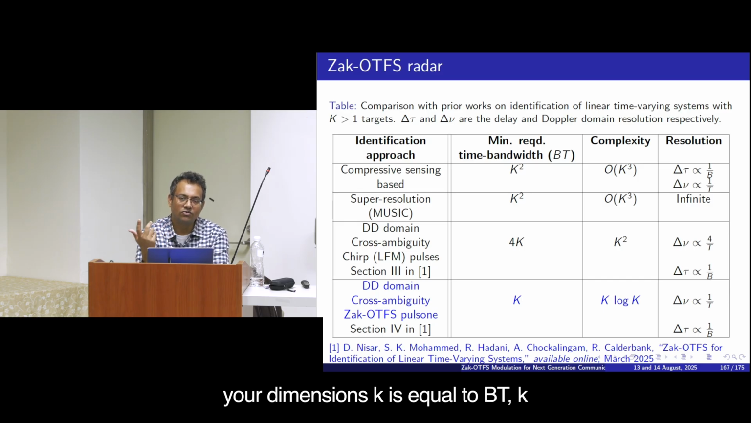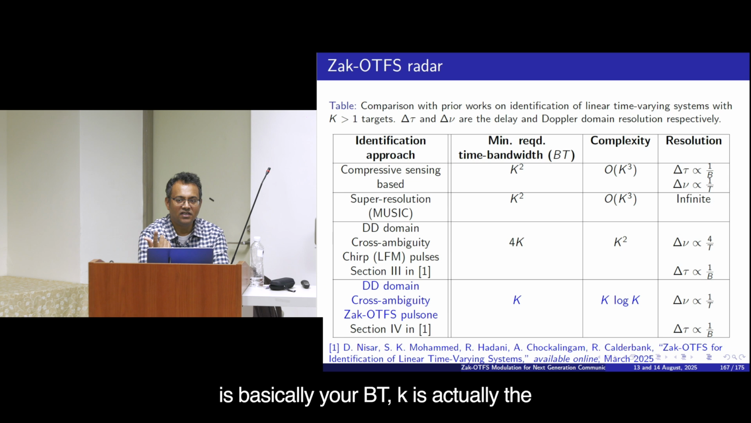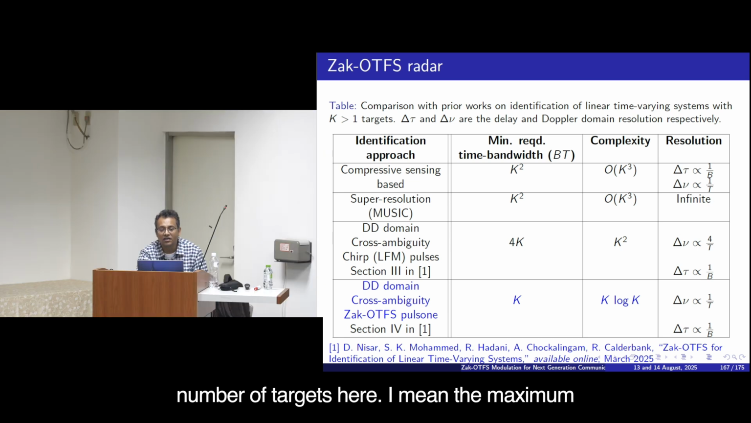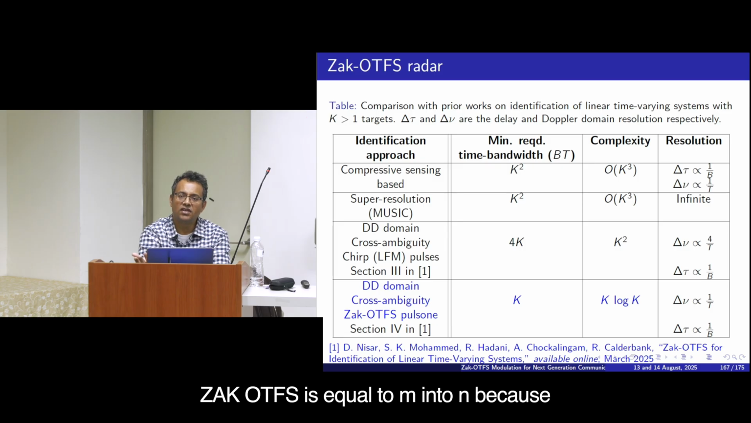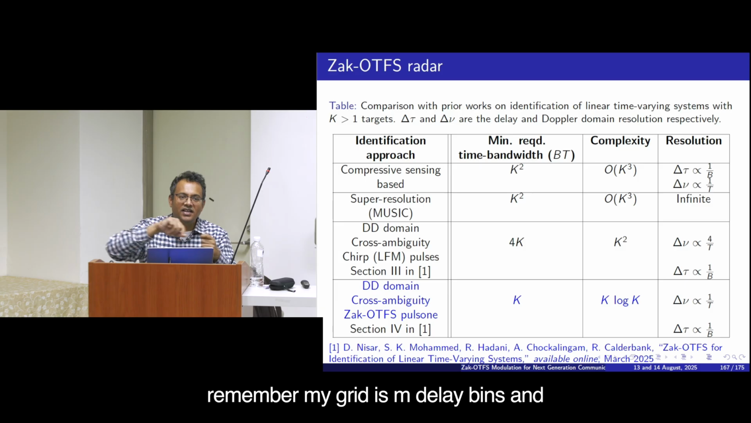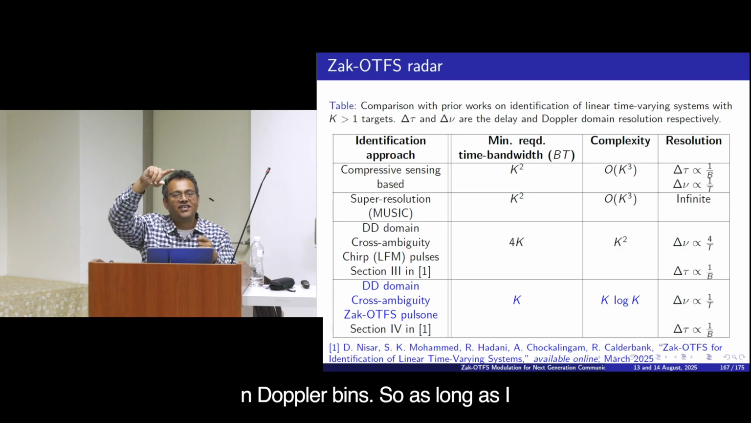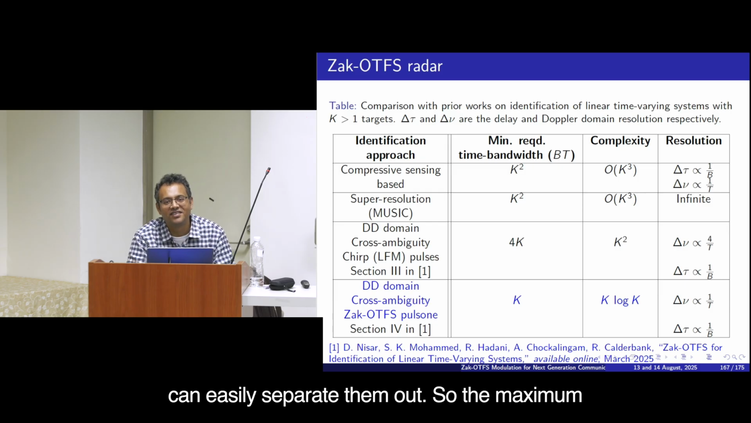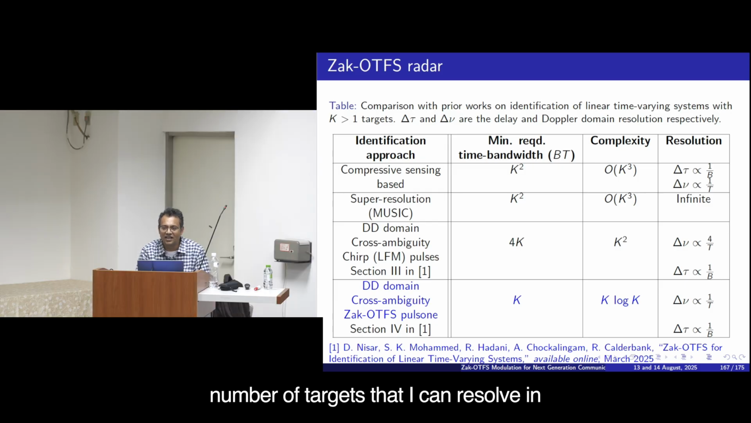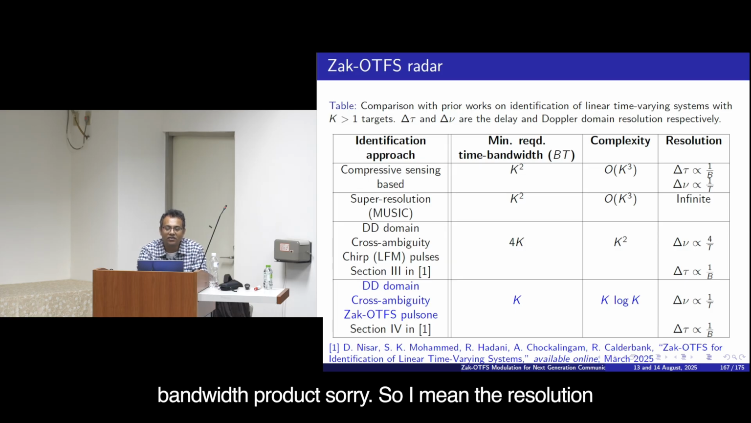K is the number of targets here. The maximum number of targets that we can support with Zak OTFS is equal to M into N, because remember my grid has M delay bins and N Doppler bins. As long as I have targets in each of the bins, I can easily separate them out. So, the maximum number of targets that I can resolve in Zak OTFS is M into N, and that is also equal to the time bandwidth product.